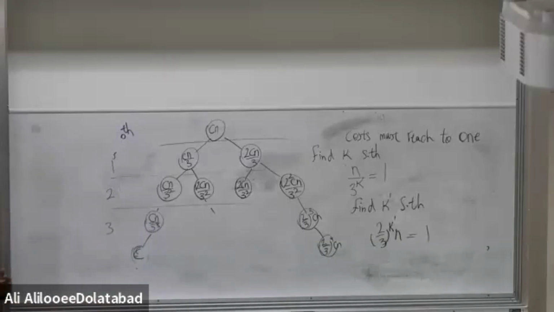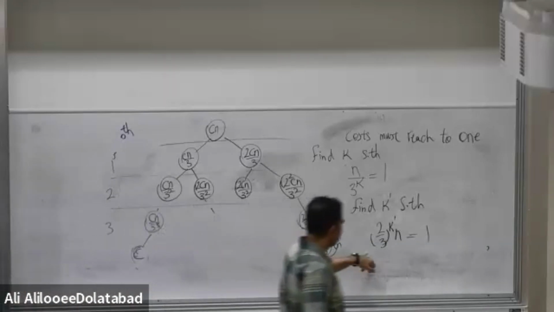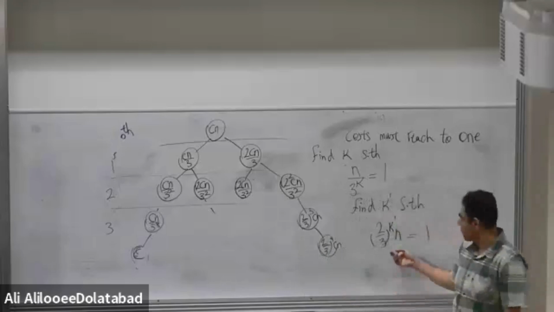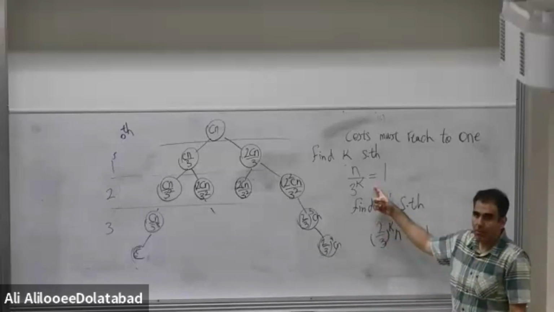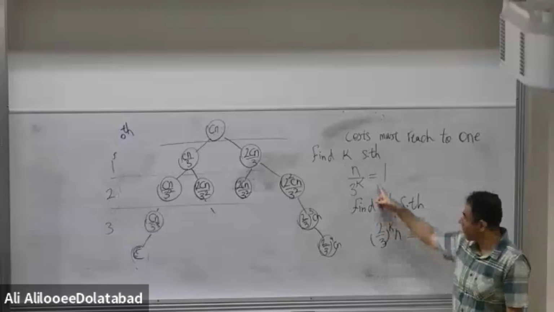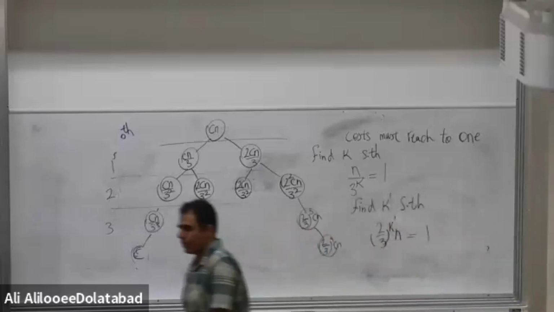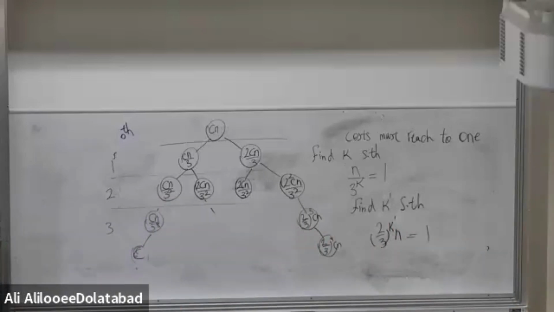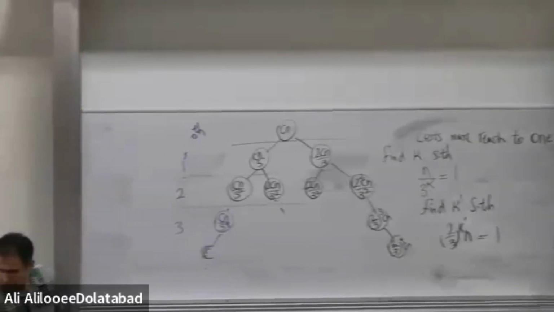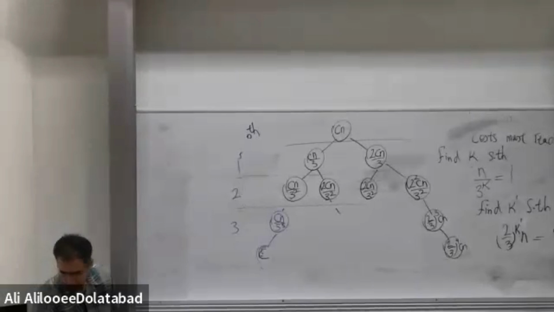Then someone can say that this k prime and k are the same. Or precisely, someone can say that the solution of this equation and the solution of this equation are the same. We will see no. We will solve this equation and we will see that no, the solutions are not the same. The solutions of these equations are easy.